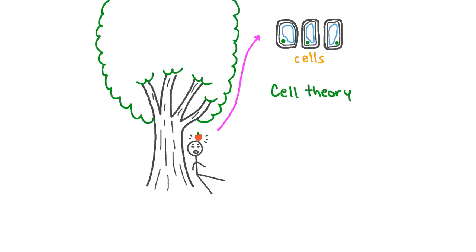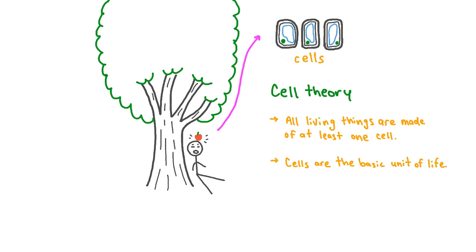Cell theory has three principles, or postulates, which are as follows. All living things are made of at least one cell. Cells are the basic unit of life, and all cells come from pre-existing cells. These principles are universally accepted today, but before the development of the microscope in the 1600s, scientists had no way of knowing what living things were made of. Let's now take a look at some of the scientists who contributed to cell theory and their work.